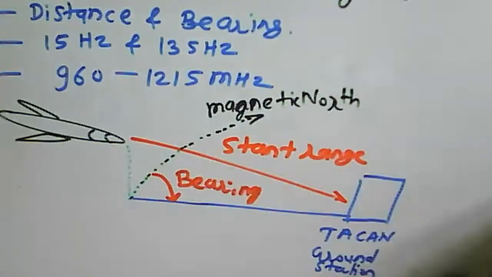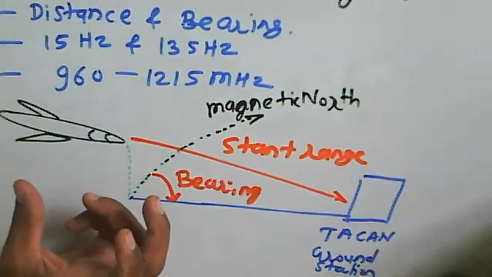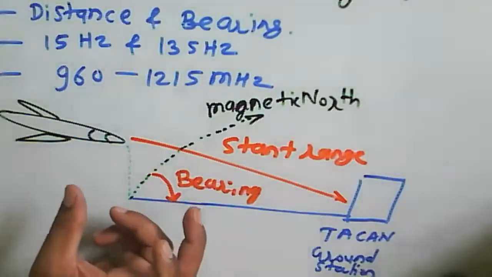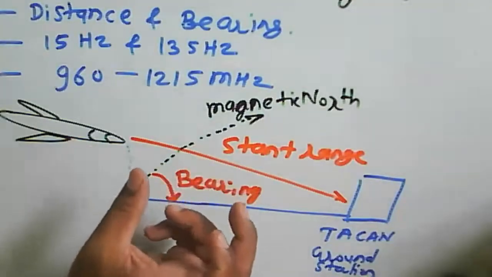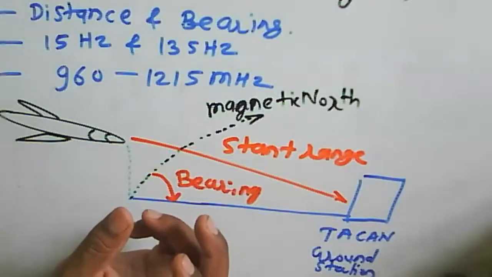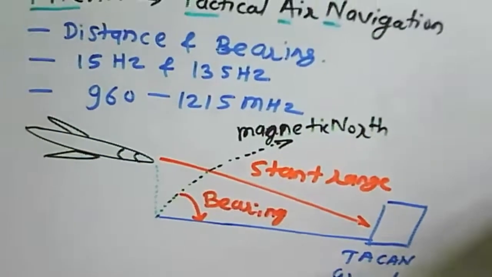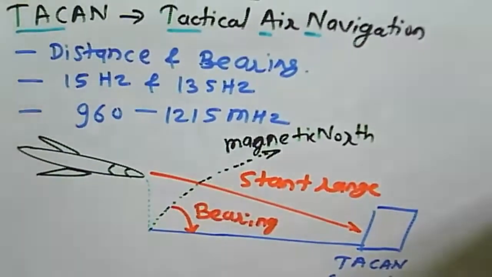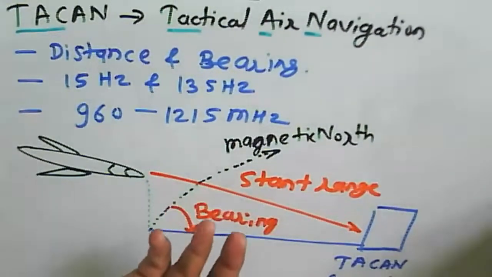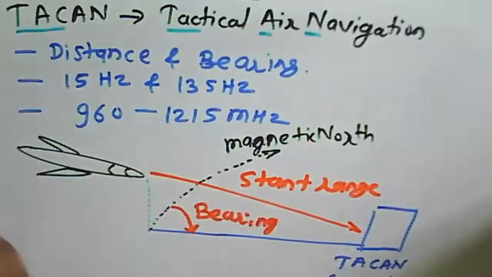Okay, so now it will consist of the TACAN data. Generally we can say that the TACAN data is nothing but the range and the bearing information. So this information is useful for obtaining the position now, or the location there.